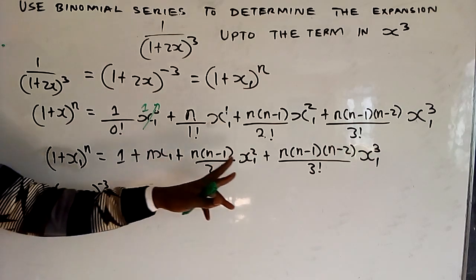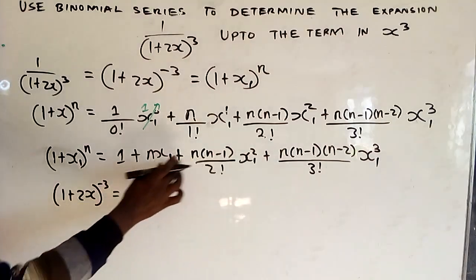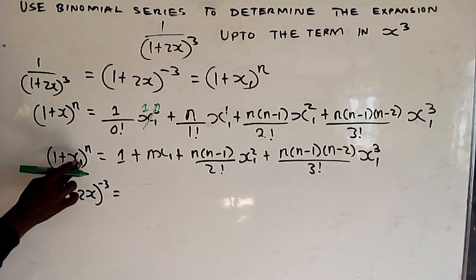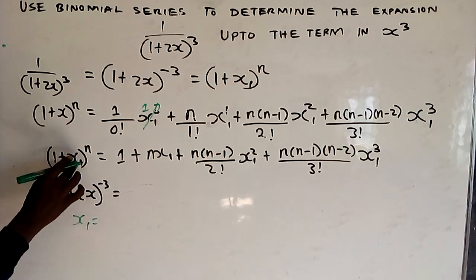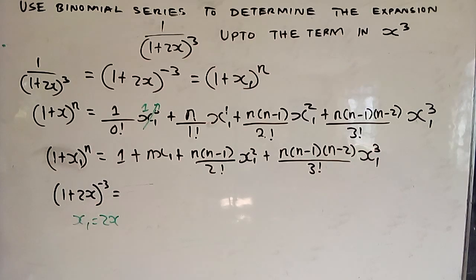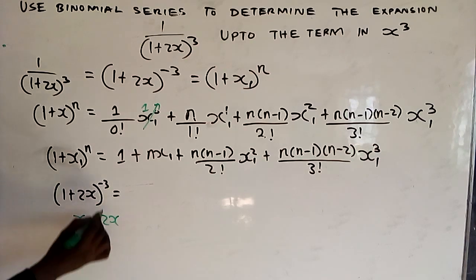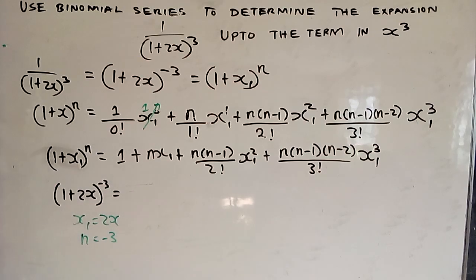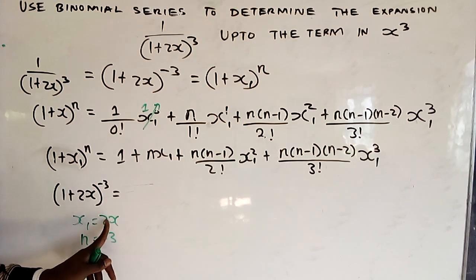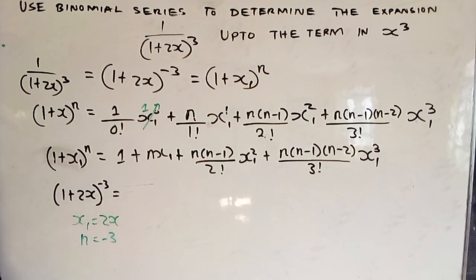We are only dealing with the x value and n that we are substituting, isn't it? Yes. Because you can see that 1 is just 1, and the position which x1 is occupying is being occupied by positive 2x, isn't it? Then the position of n is occupied by negative 3. So where there is x1, we are going to put 2x, and where there is n, we are going to put negative 3. Are we together?